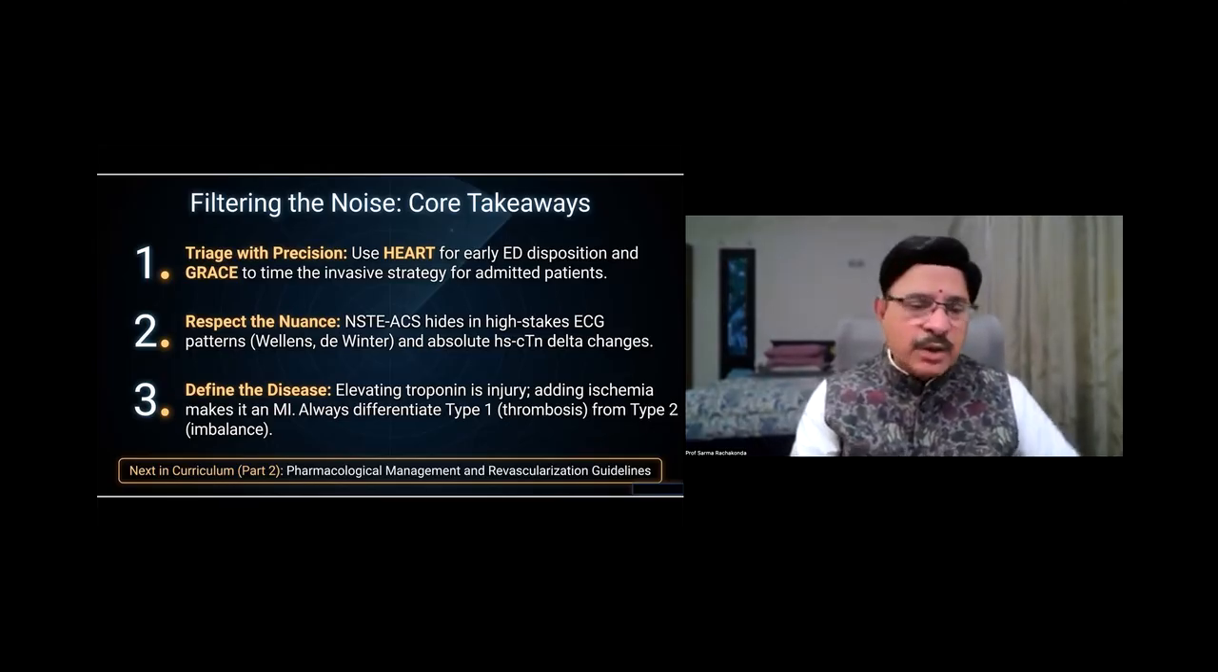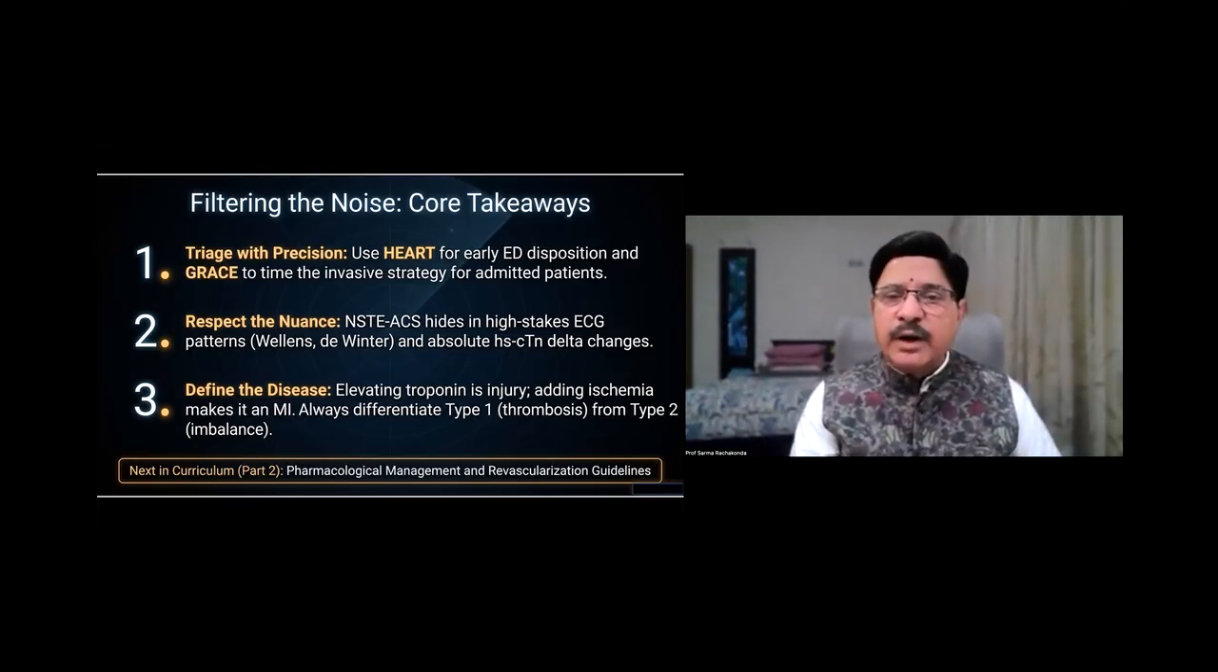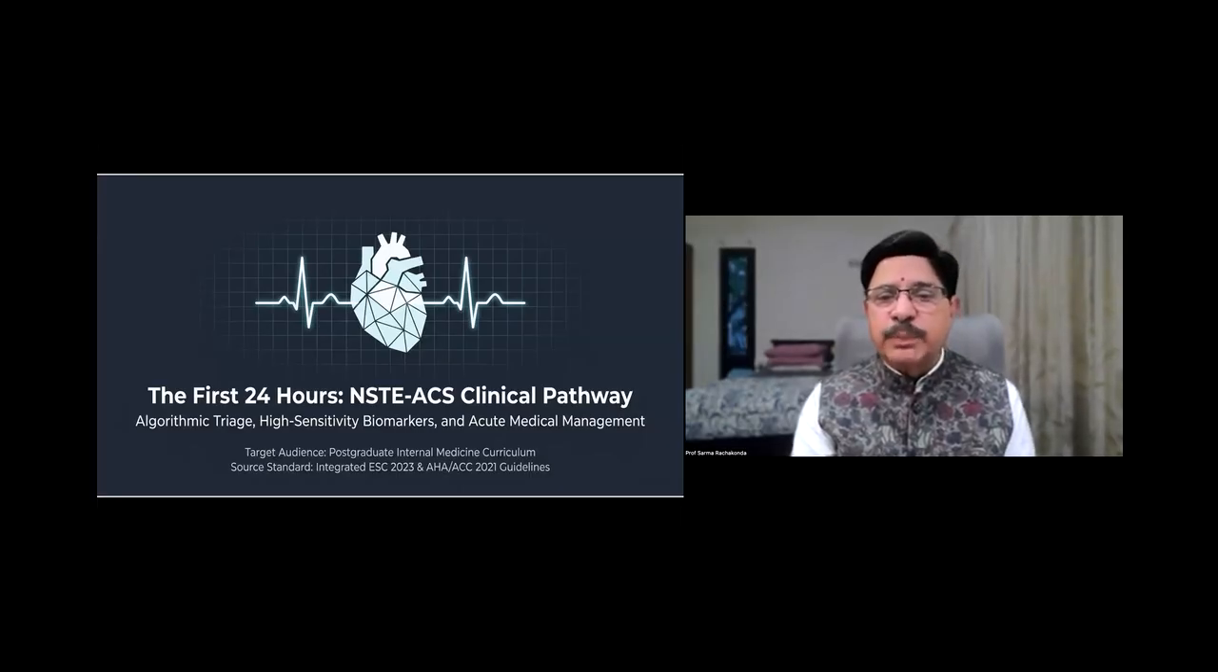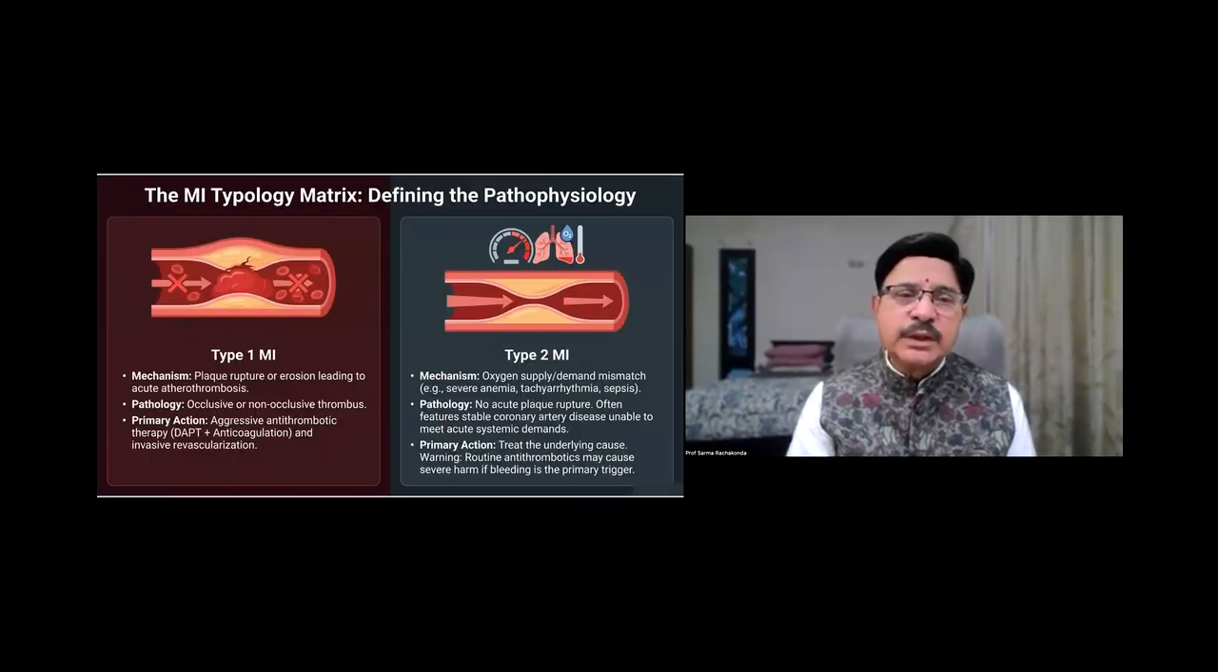Second part is pharmacological management and revascularization guide. First 24 hours, NSTE-ACS clinical pathway: algorithmic triage, high sensitivity biomarkers, acute medical management. We will see. Type 1 MI, we know there is a plaque rupture and there is an ongoing thrombosis. Type 2, there is no plaque rupture, but the blood supply-demand ratio is altered. This part we have already understood.